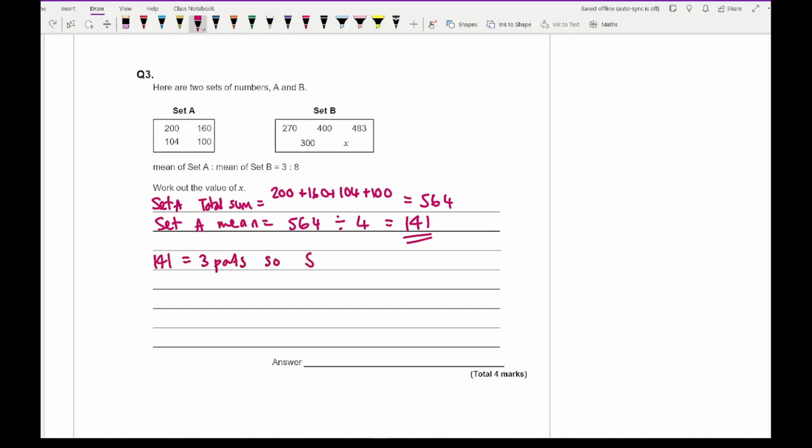So 8 parts is going to equal 141 divided by 3 multiplied by 8, and that gives me an answer of 376. And if you're not sure about where I've got that from, it's 141 divided by 3 times 8. So that there is the total sum, or the average basically, of these 5 numbers. So this is the mean of set B.